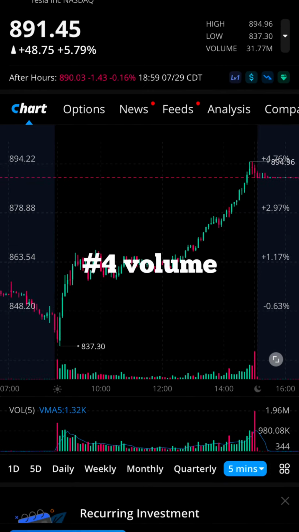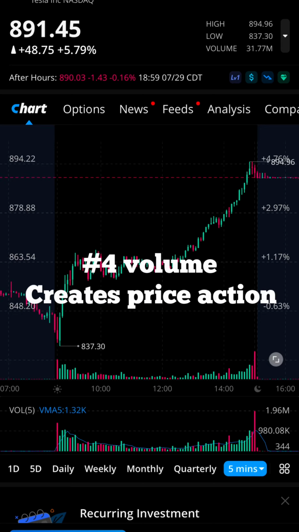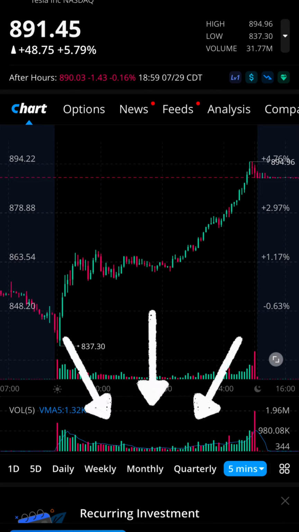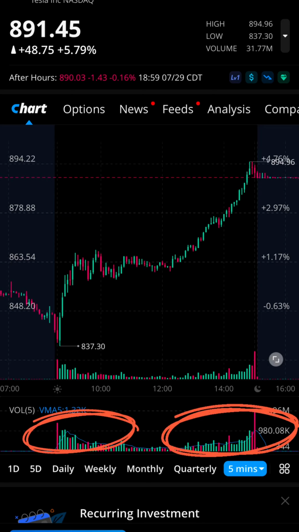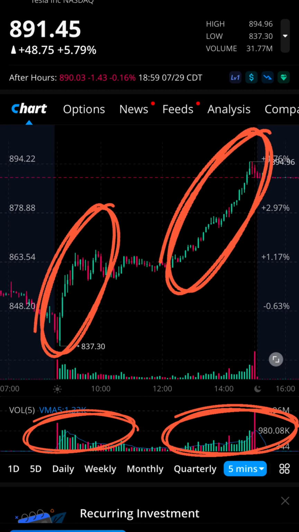And now the last indicator, and one of the most important, though these are all important once you combine all of them, is the volume. You gotta have volume to create price action. So let's look at this volume down here, and I'll show you what I'm talking about. The taller bars mean there was more volume. And what happens when there's more volume? You can see the price runs up.